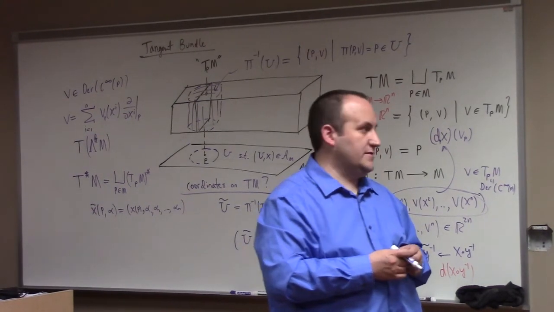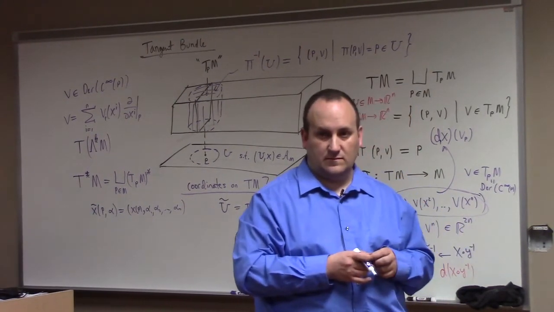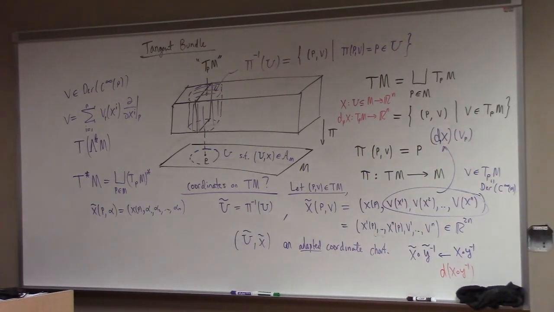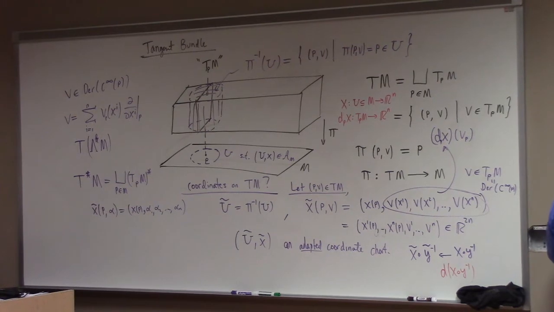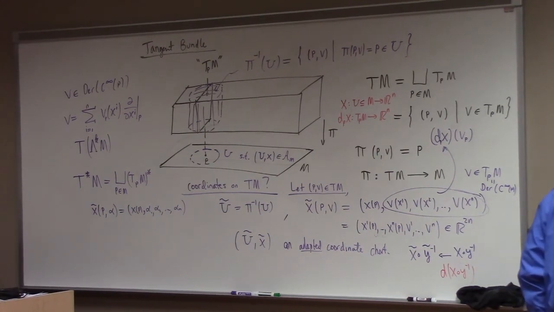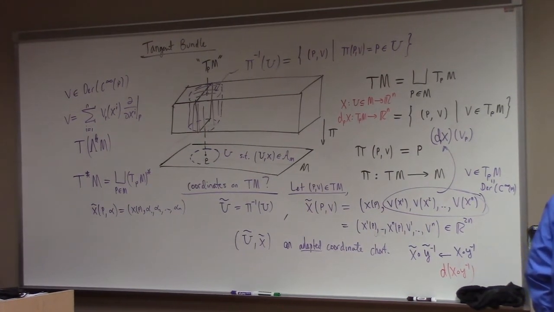And I could also talk about local sections. A local section might be something like, I've got just this little U, and then a local section would be S, where S is a mapping from U up to the tangent bundle, such that pi composed with S gives me the identity on U.